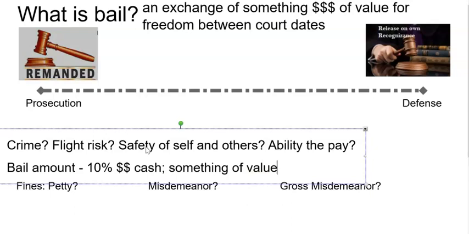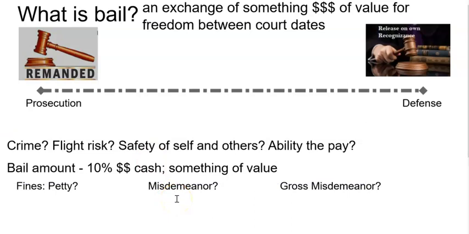Bail was set at $500,000, I think, and so he had to come up with $50,000 in cash. And then his mother put her house up as the value of the rest of it. So if he didn't return to his court date, not only would he lose that 10%, that $50,000 in cash, she would have also lost her home, since she put that up as the something of value to equal the amount of the bail that is set.